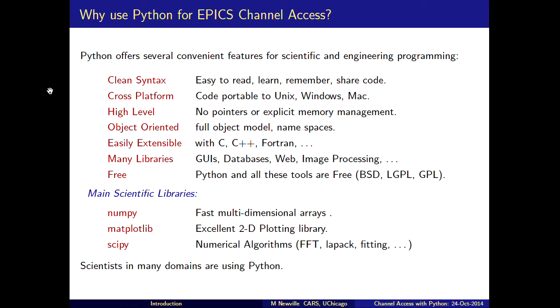So Epics channel access and Python. Why would you want to use Python? I think that for most of you, this is not a real open question. Basically, Python has a lot of advantages as a scripting language for scientists to use. And a lot of scientists around the ring and at other sources and in other scientific domains are already using it for lots of stuff.